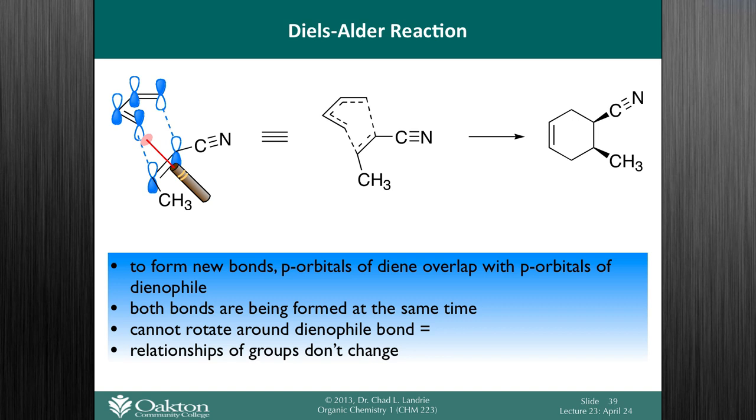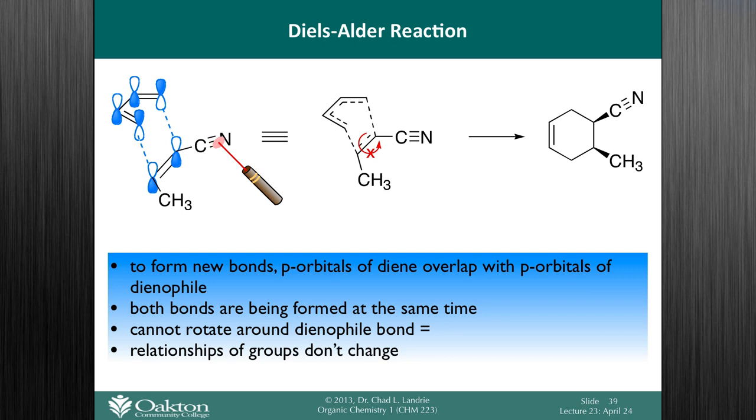If all of this is happening at the same time, there's never an opportunity then to rotate around this single bond. Clearly, I can't rotate around a double bond, and there's no way to rotate around this single bond once I formed a six-member ring. That means that the relationship between these two groups is the same in the products as they were in the reactants.